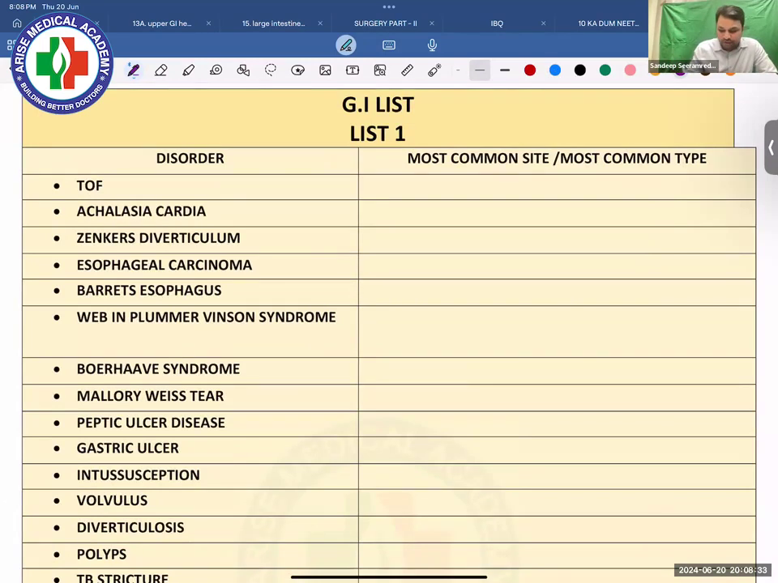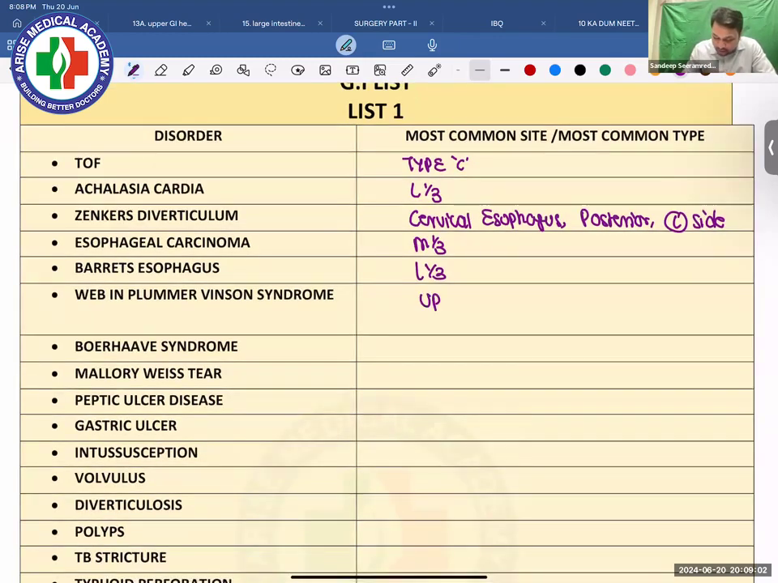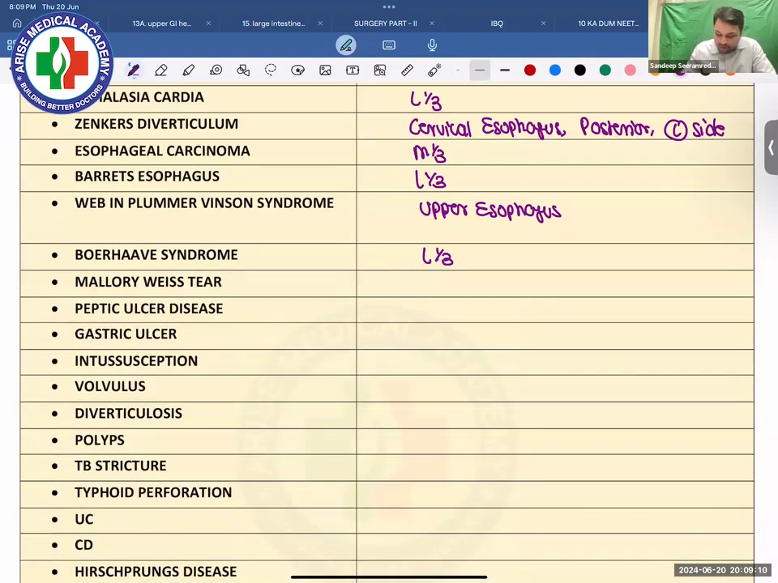The first one is tracheoesophageal fistula. The most common type is your type C variety. Achalasia cardia, the most common site is going to be lower 1/3 of the esophagus. Zenker's diverticulum is seen on the cervical esophagus, on the posterior surface, and on the left side, right? Now, esophageal carcinoma is seen in the middle 1/3. Barrett's is seen in the lower 1/3. Plummer-Vinson syndrome is seen in the upper esophagus. It is the upper esophageal web that you have.